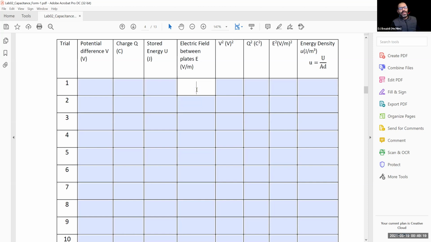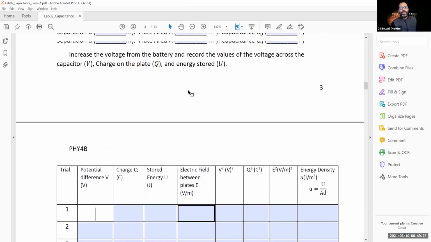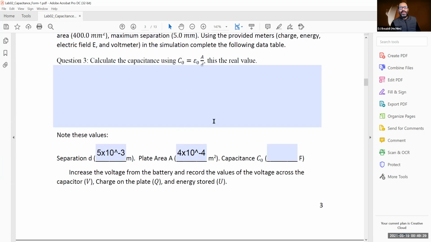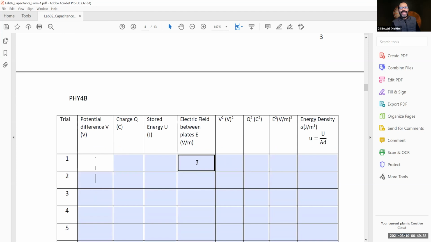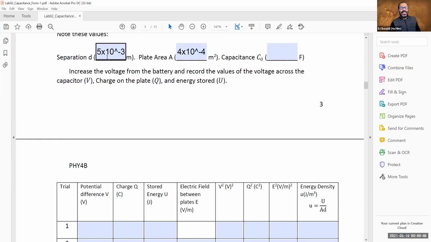Now, how do I find the electric field? Since I know the voltage from here, from what the voltmeter is giving me, all I have to do is divide it by this distance here, D. That should be your electric field, okay? So the electric field is a calculated value. The electric field is this voltage that the voltmeter is giving you, and you divide it by that D, this distance, separation between the two plates.